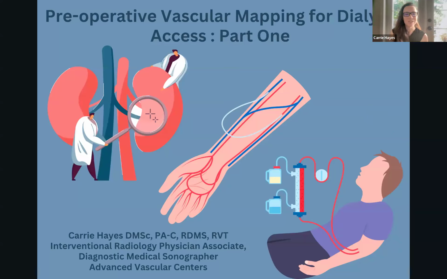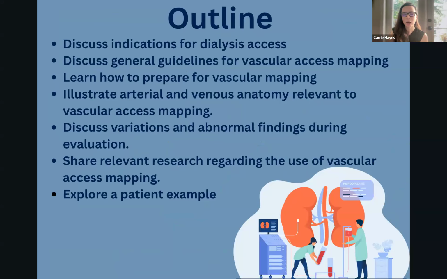So we'll get started. We're going to look at some preoperative vascular mapping for dialysis access. This is part one. The outline I've got set up today is: we're going to talk about indications for dialysis access. You guys probably already know these, but we're going to do a little bit of review, discuss general guidelines for vascular mapping, and learn how to prepare for vascular mapping. We're going to talk about some arterial and venous anatomy relative to mapping, talk about some variations and abnormal findings that you might discover while you're doing these mappings, share just a quick little research study about the use of it, and then we're going to do a single patient example.